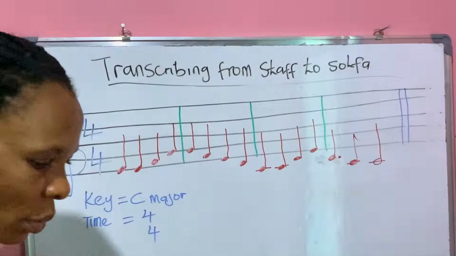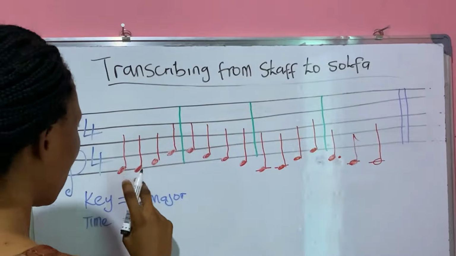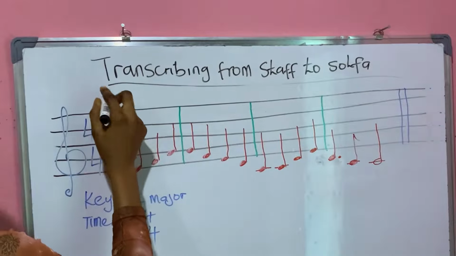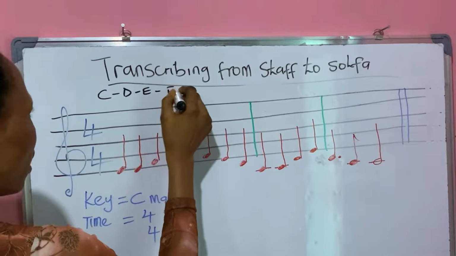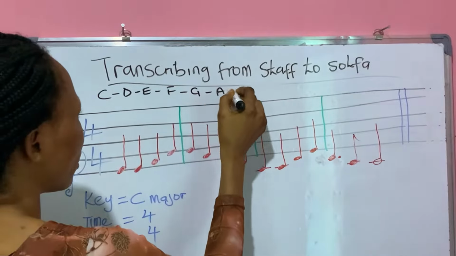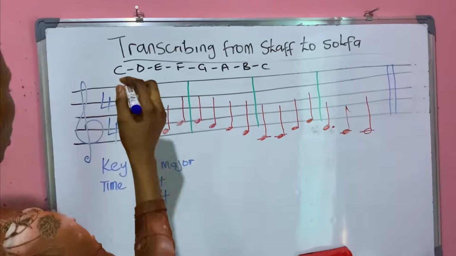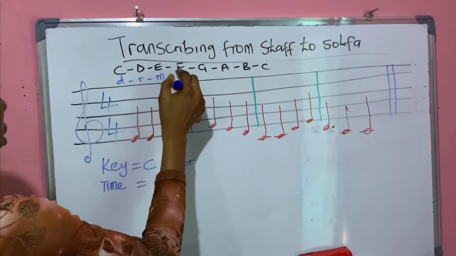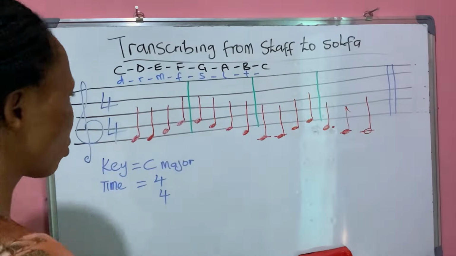So we begin with Mi, E. And you know, in the key of C, we have C, D, E, F, G, A, B, and C. So in the key of C, which note is Do? C represents Do, then D is Re, Mi, Fa, Sol, La, Ti, and back to Do. So we are done with that.